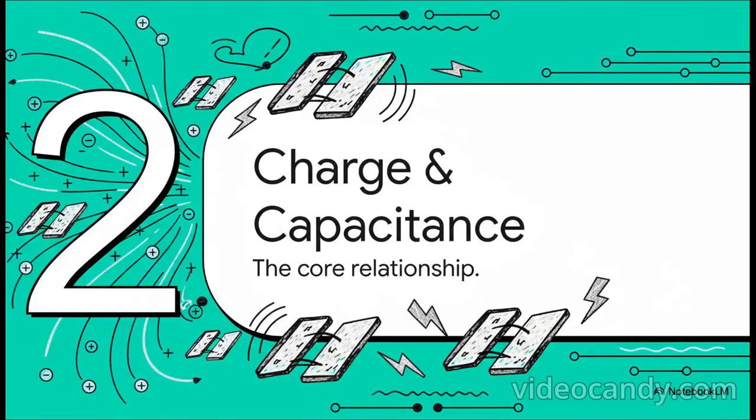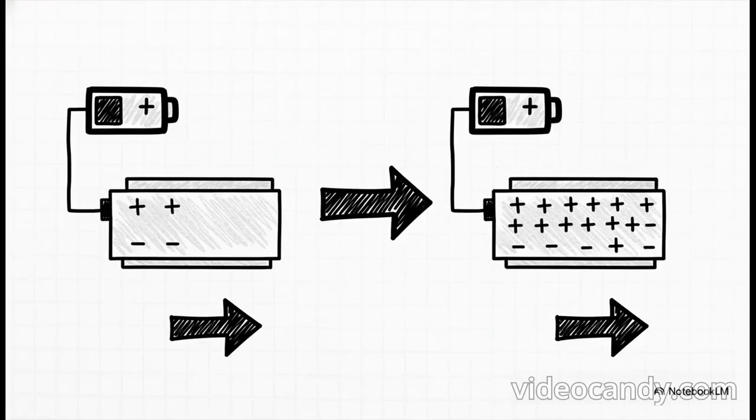All right, so we've got the basic idea of what a capacitor is, but how do we actually measure its ability to store all that charge? Well, it all boils down to one simple, really elegant formula. And this is it, the golden rule. Q equals C times V. This is the whole ballgame right here.